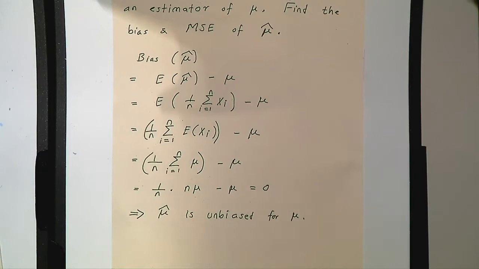Do you follow what I've done, guys? Are you okay? So I have shown that the bias of the estimator is 0 by following the definition of bias. Okay? The next thing I want to find is the MSE, right?